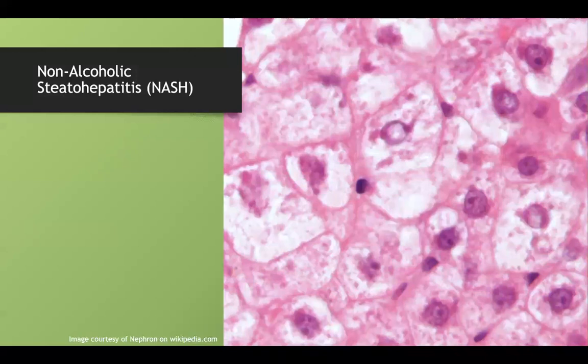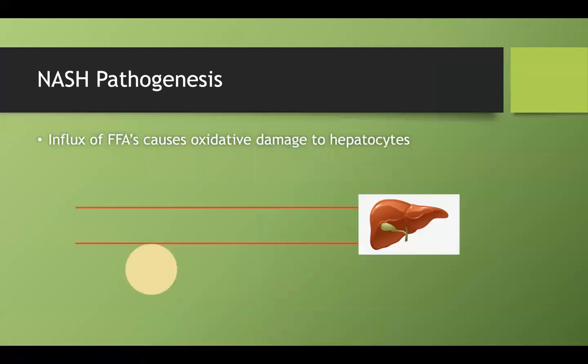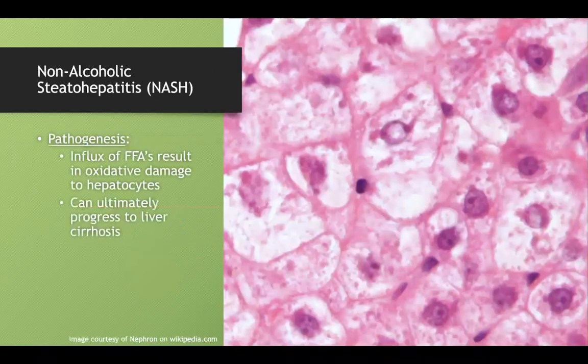And now let's move on to non-alcoholic steatohepatitis. So this occurs when you have an influx of those free fatty acids, and if you have too many of them, they can cause oxidative damage to your hepatocytes. So again, if we have free fatty acids that can't enter the cells, they're going to form in the liver, and those free fatty acids can occasionally cause an acute inflammation of your hepatocytes. And this can progress to liver cirrhosis if the damage is severe enough or chronic enough.